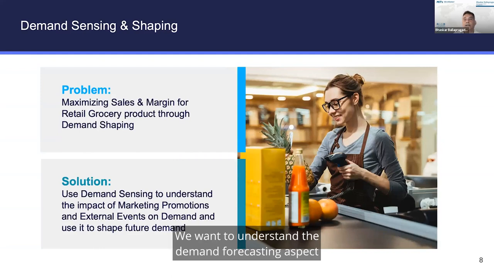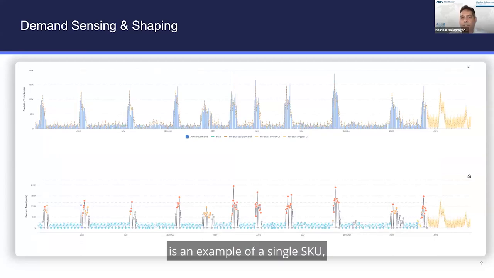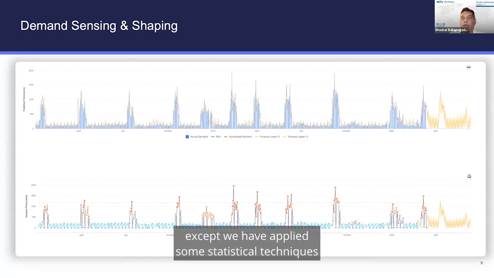We wanted to understand the demand forecasting aspect of all of their SKUs, really, and there's 50,000 SKUs. And what I'm going to show you is an example of a single SKU. It happened to be a meat product. At the top, you see a timeline view of the demand profile. And so the blue bars at the top of the graph essentially are the sales. And the yellow line that you see on top of it is the model predictions, right? The bottom graph is also the demand graph, except we have applied some statistical techniques to identify some of the outliers or flag them.